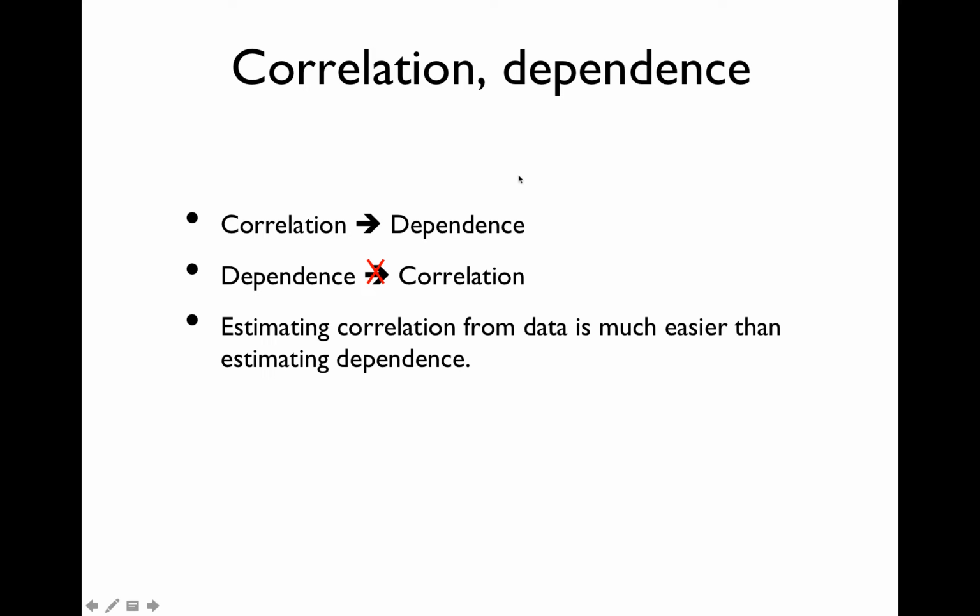Okay, so to summarize, correlation implies dependence. Dependence does not necessarily imply that there is correlation. But the advantage of correlation is that estimating correlation from data is much easier than estimating dependence. So next time we will talk about dependence, correlation, and causation.